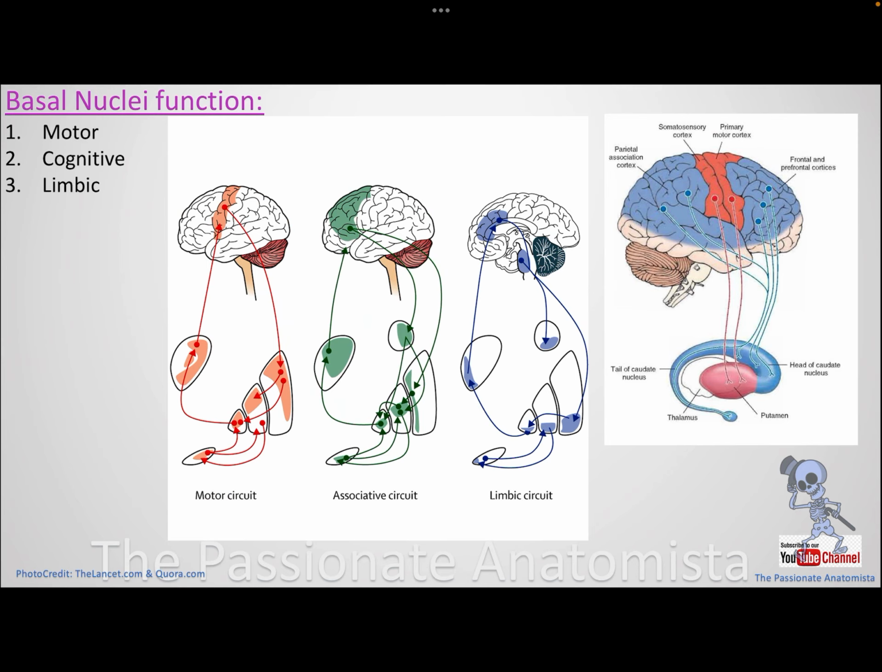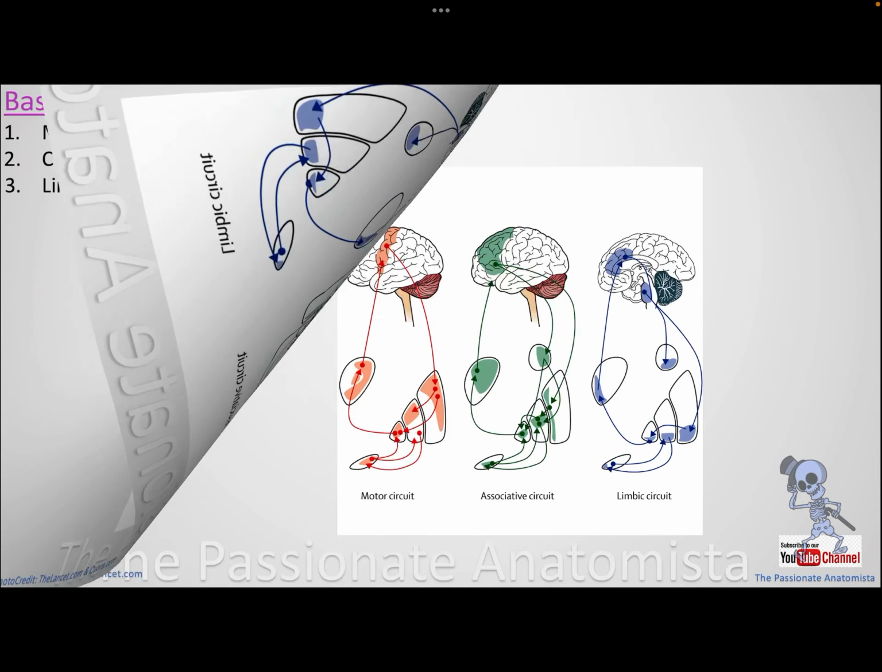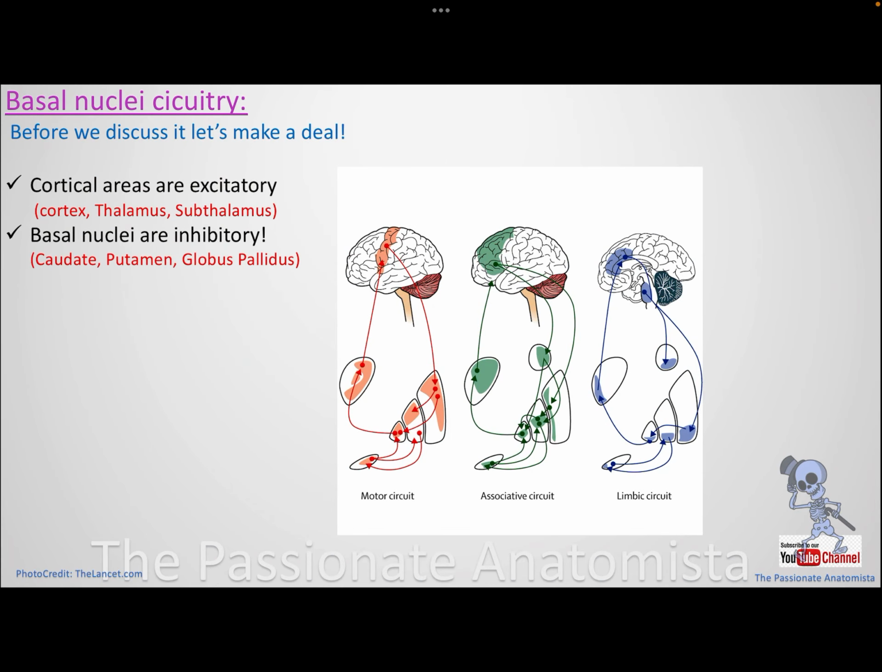Okay, now we're going to talk about the motor circuit in more detail, because it's important for you guys to know how we unlock and start a movement, and why the basal ganglia is very important to initiate a movement. Now, before we start talking about the circuitry of the basal nuclei, let's make a deal together.